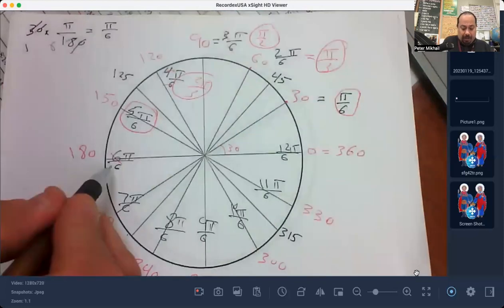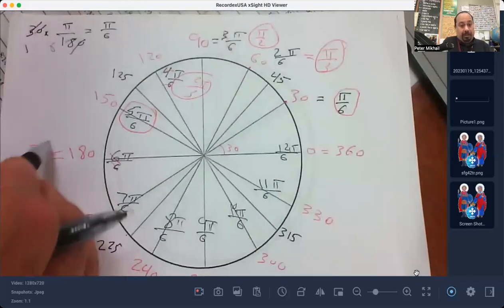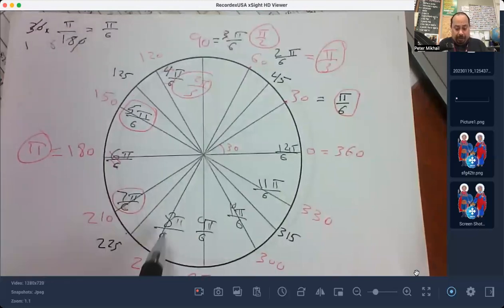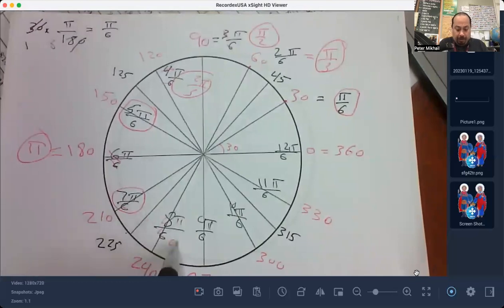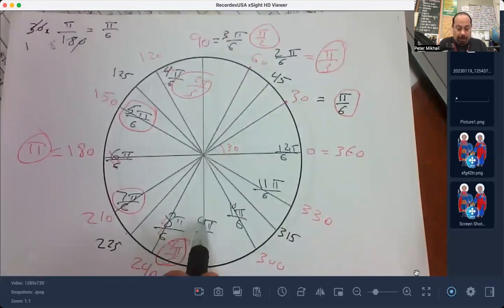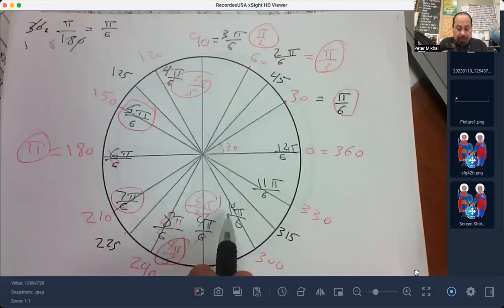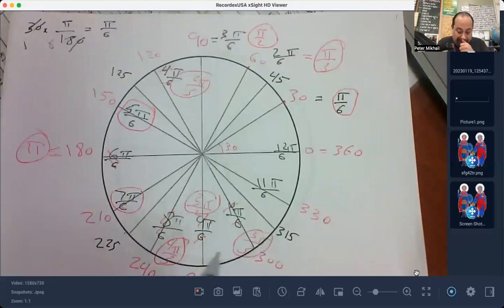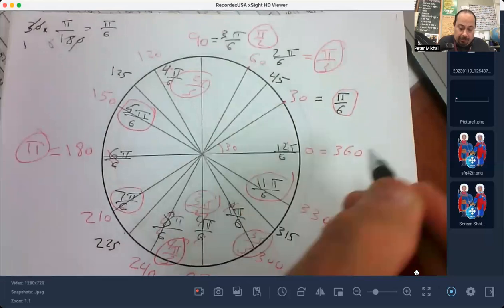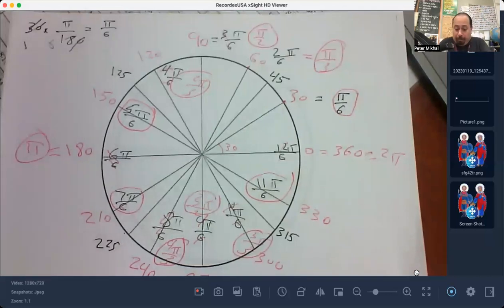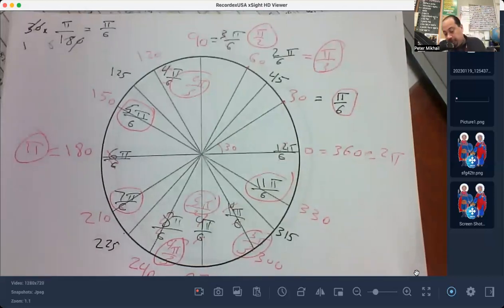6 and 6 cancel out, and pi equals 180, which does make sense now. 7 pi over 6 stays the same. 8 pi over 6 divided by 2, top and bottom, gives you 4 pi over 3. 9 pi over 6 gives you, excellent, 3 pi over 2. The 10 pi over 6, divide by 2, gives you 5 pi over 3. That stays the same, and that's obviously 2 pi. I always call 2 pi Dubai. So Dubai is my 12 pi over 6.